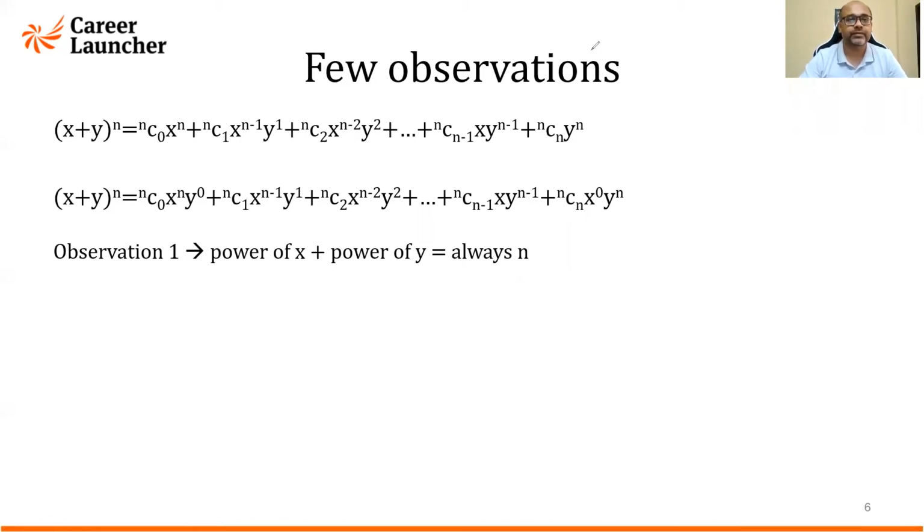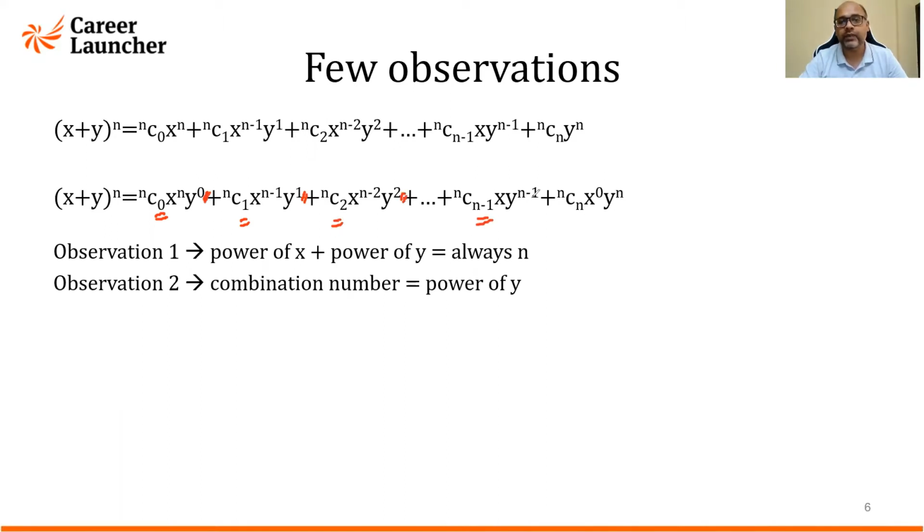Let's look at the second observation. The combination power, which means this number, is always equal to the power of y. This number is equal to the power of y. 2 and 2, n minus 1 and y power n minus 1, n and y power n. So always, when you write nCr, it means my y will be power r. Automatically my x will become n minus r because the total should always be equal to n.